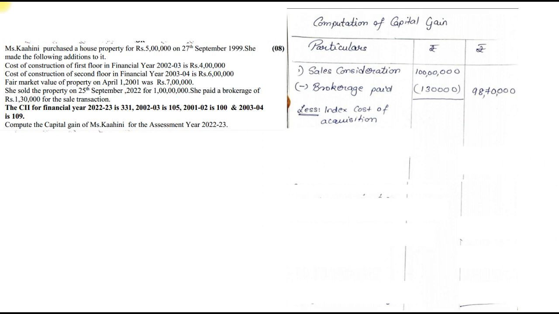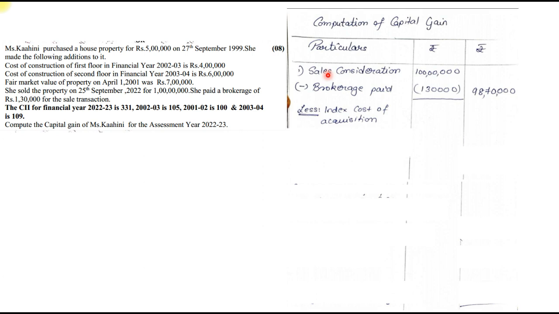So let us see here. It's given that the house was purchased for 5 lakhs on 27 September 1999. Now 1999 is before 2001, so we cannot take that, and we have to search for the fair market value. It's given that the fair market value is 7 lakhs on 1st April. So this is the value of acquisition that we'll have to consider.